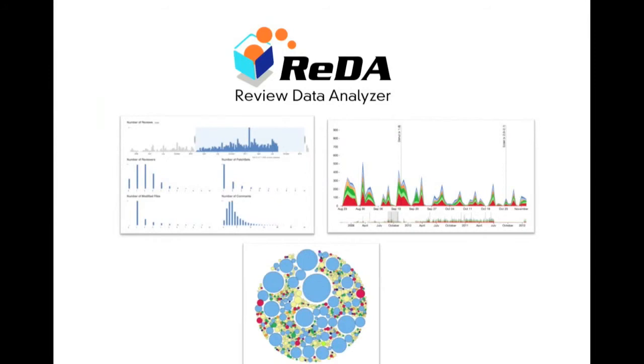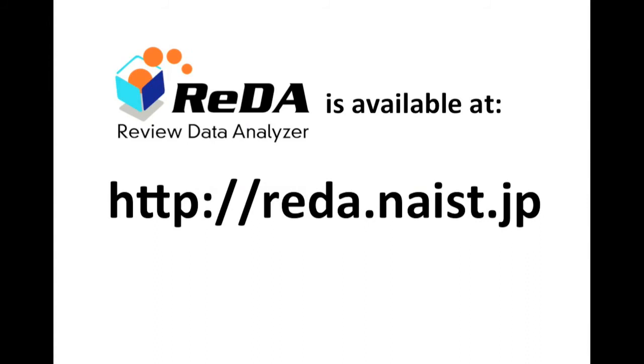To the best of our knowledge, ReDA is the first web-based review data processing and analysis tool. This prototype does not only facilitate researchers, but also helps project managers and users in the community to point out the problems in their project. For future work, we will continuously improve and develop more visualizers and support more projects. Try it out today. ReDA is available at the following URL: reda.niced.jp.